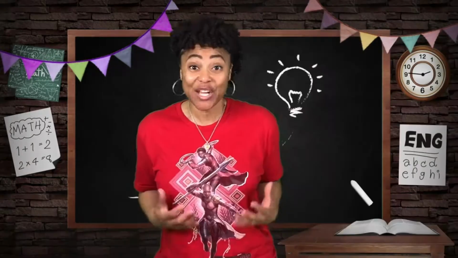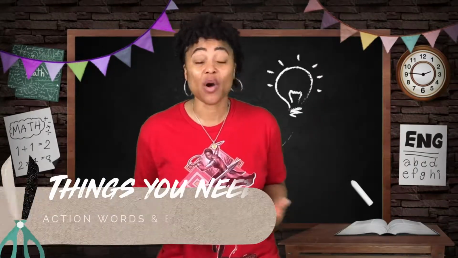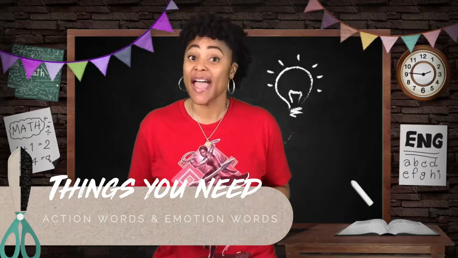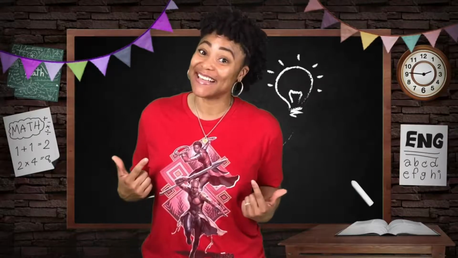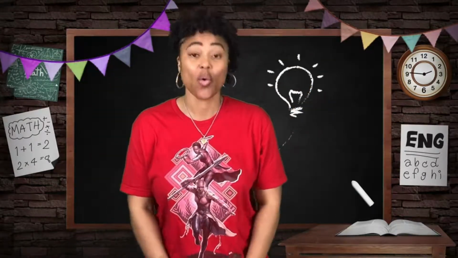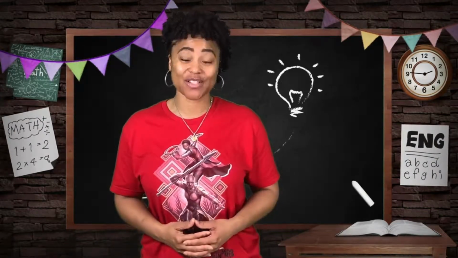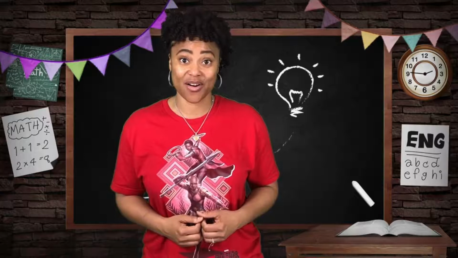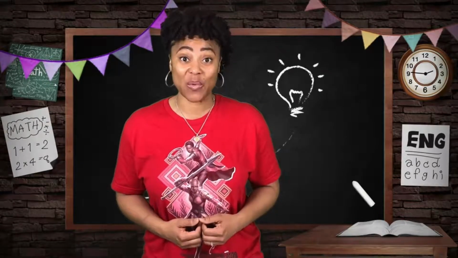But it'll be fun. In order to use this strategy, all you will need to do is come up with several action words and emotion words, such as happy, surprise, sad, whisper. Once you have this list of words, we write them on index cards. Then you will also need a list of your child's spelling words.